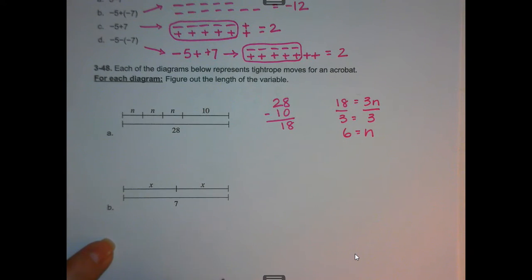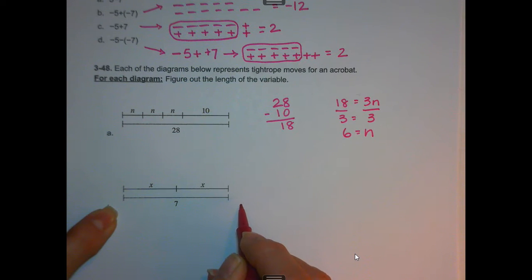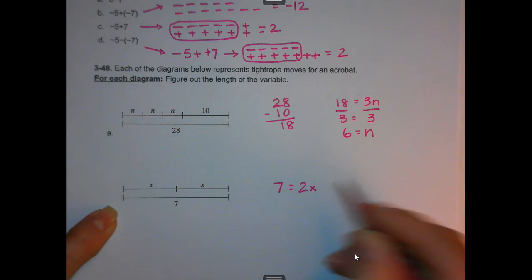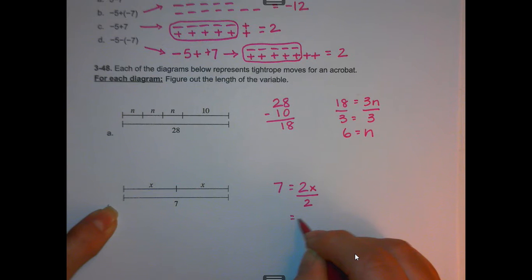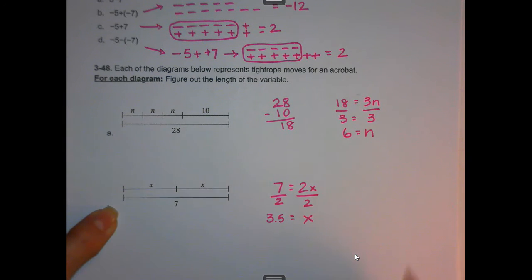For this next one, my whole length is 7. So I have 7 equals 2x. If I divide this by 2, I end up with x by itself. 7 divided by 2 gives me 3.5. So for this one, I could say 3 1/2 or 3 5/10.